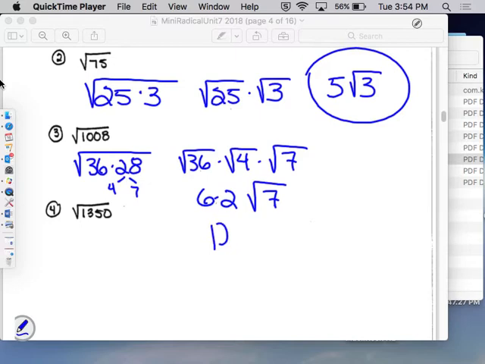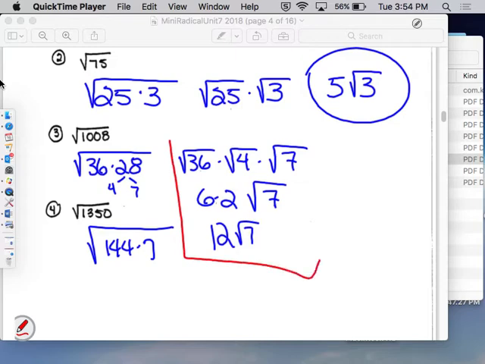So this is going to be 12 radical 7, which means that 144 times 7, 144 would be the largest perfect square factor of 1008. But if you don't see that right away, the way that I simplified this problem is an acceptable method for doing that. So the square root of 36 is the 6, and the square root of 4 is 2. I would take that product to get the 12, and then 7 would be the factor that is not a perfect square, so it would remain underneath the radical.